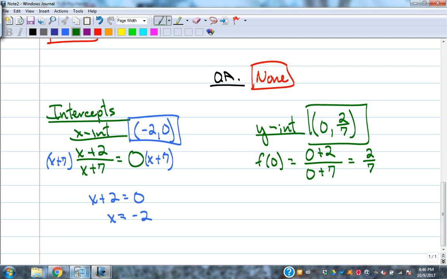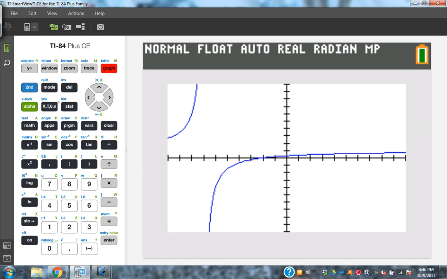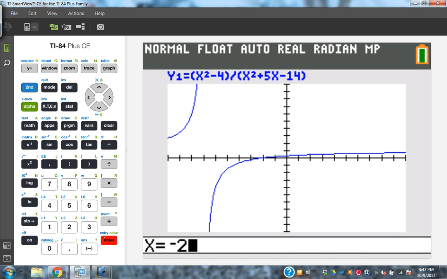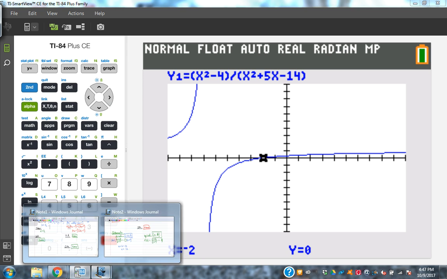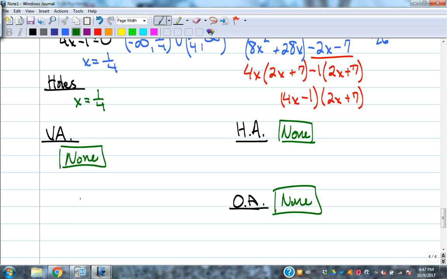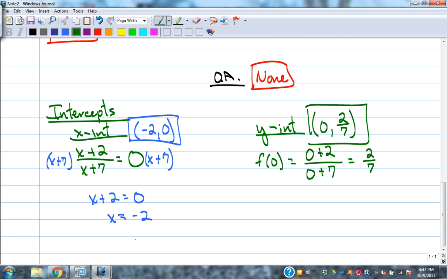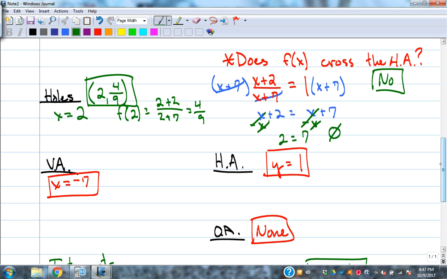Those things can be verified on the graph. If I hit trace and type a 0 in for x, 2/7 is the decimal 0.2857. I trace that, and there it is. The hole we found was at what x value? What was the x value for the hole? Wrong set of notes. Positive 2.